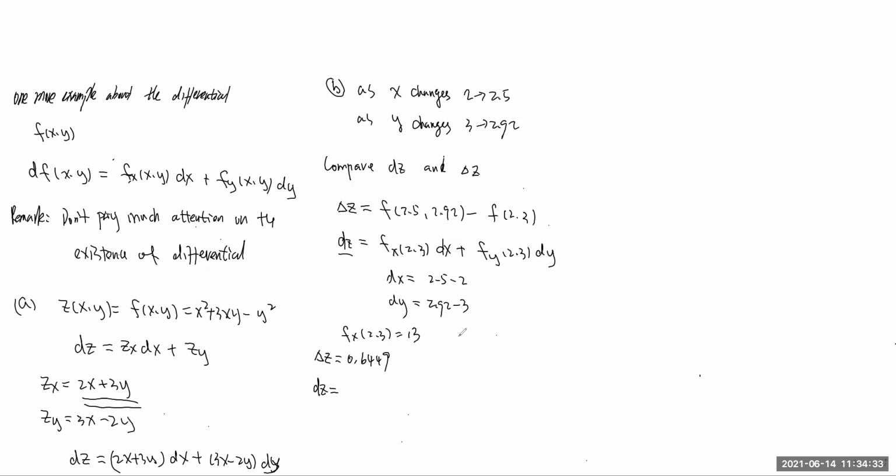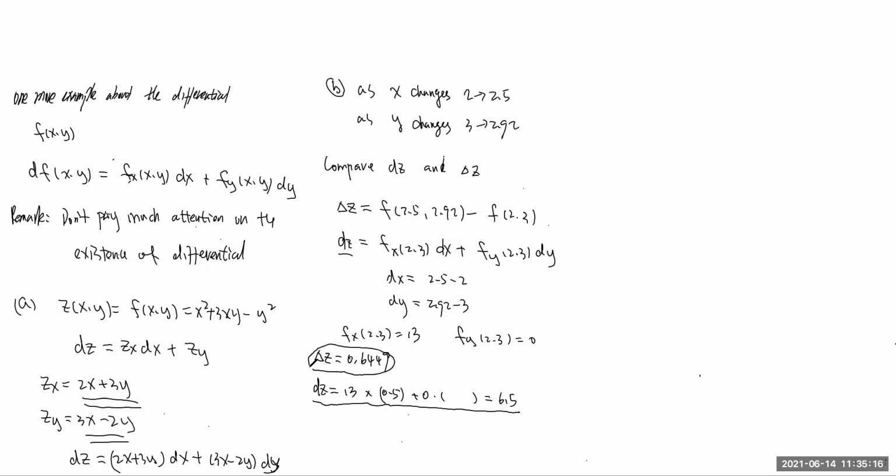It's 13, right? f_y(2,3), you plug it in, and I think it's 0. So dz is 13 multiplied by dx, which is 0.5, plus 0 multiplied by dy. You don't have to care about the number because there is 0. The final number is this one. So if you use dz, this is this one, and this is this one.